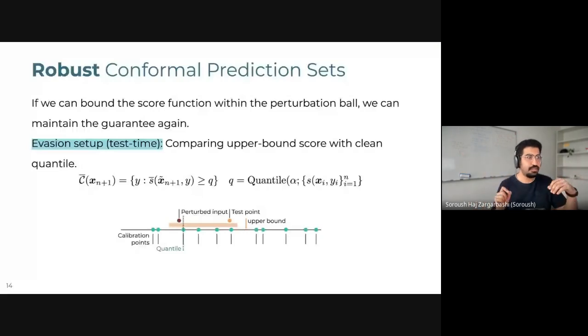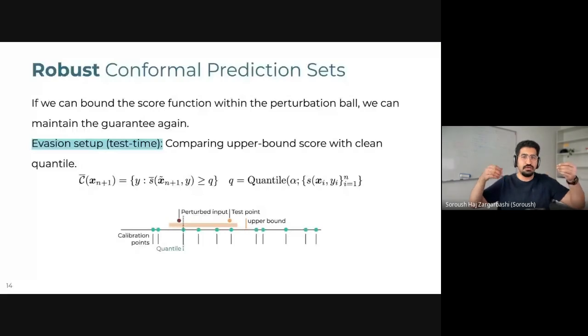And now, again, when I receive a test input, which could be perturbed in some cases, I don't need to compute any upper bound. The perturbed point on its own is covered. Why? If you look at the diagram, you can see that for each calibration point, I'm looking at the lower bound. And the whole conformal prediction guarantee is based on the fact that calibration points and the test point are exchangeable. So their scores are exchangeable.